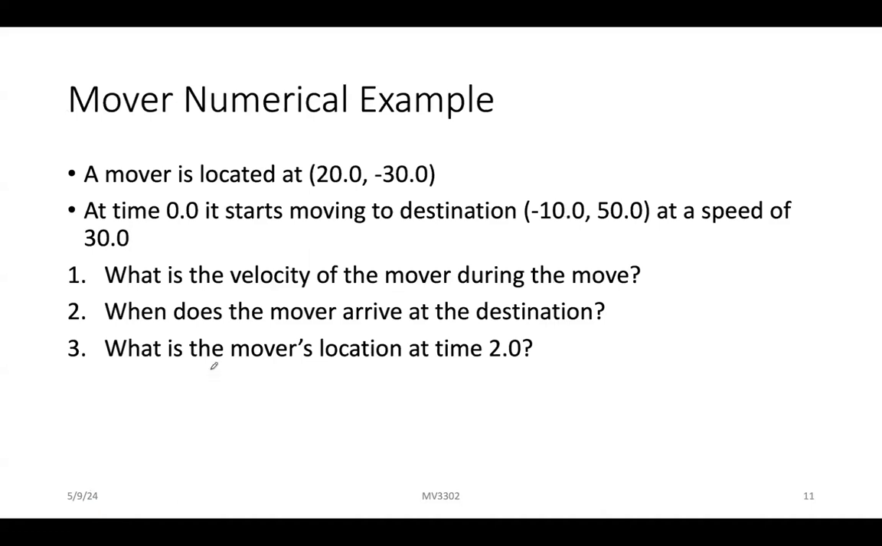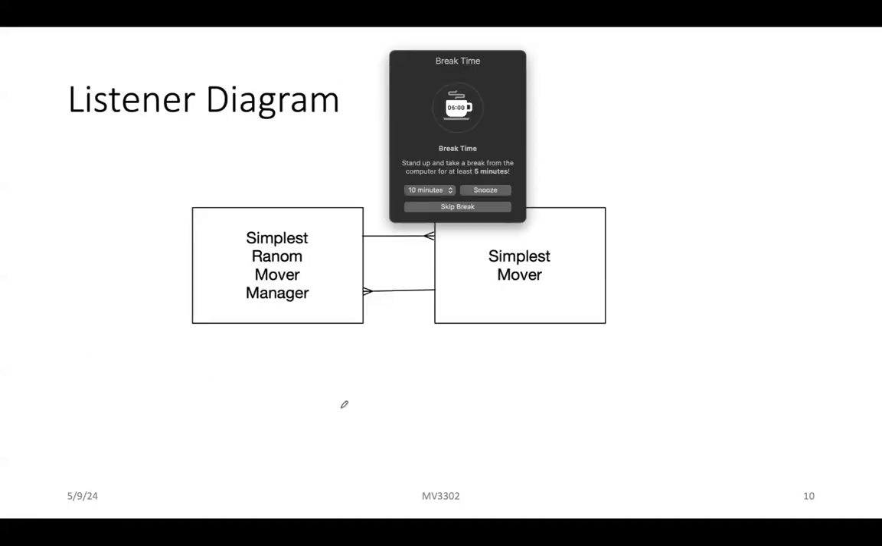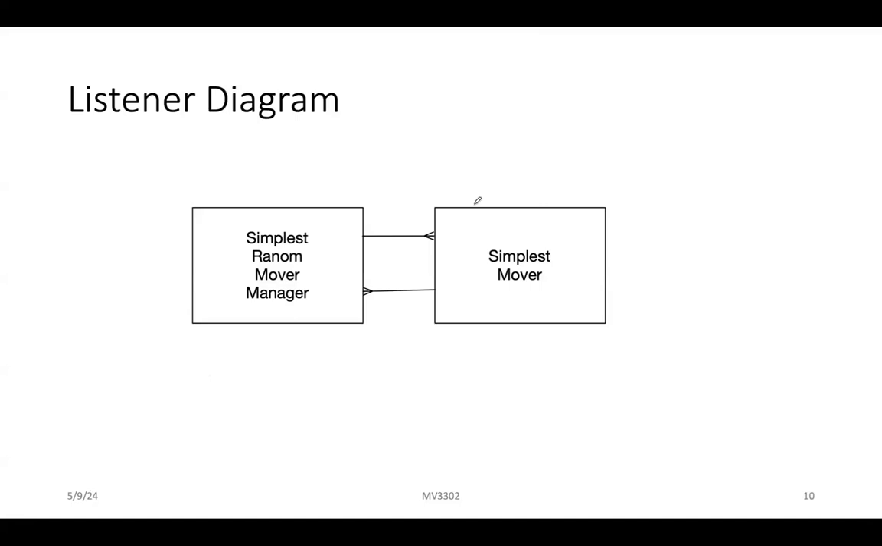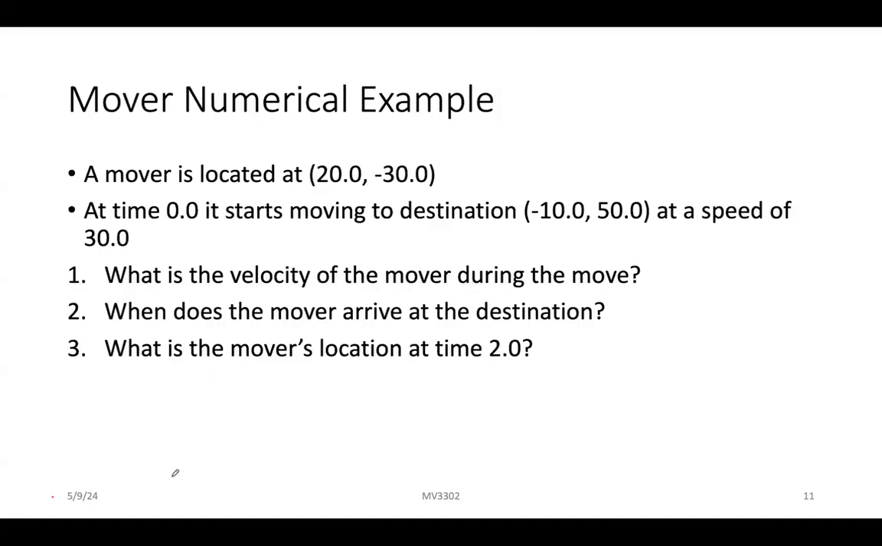So now, in order to check and make sure this is all doing it properly, it's important to be able to work it out by hand. So let's say you had a mover located at (20, -30), and at time 0 it starts moving to (-10, 60) at a speed of 30. These are things we'd want to verify if we were running it.